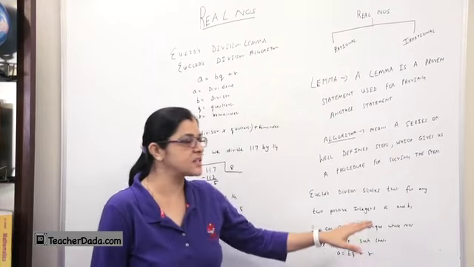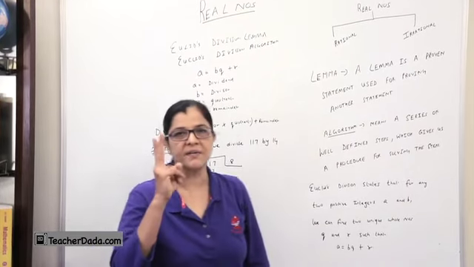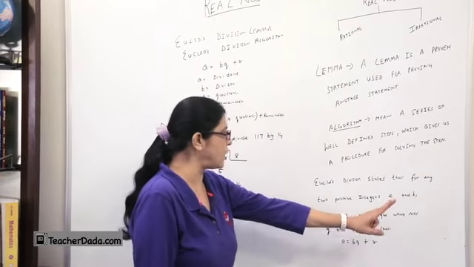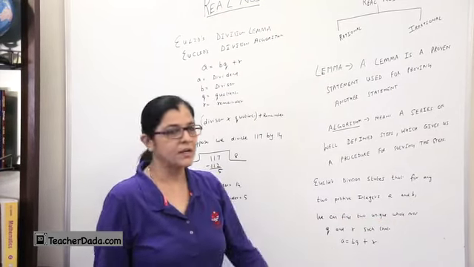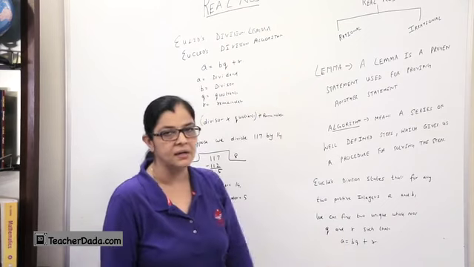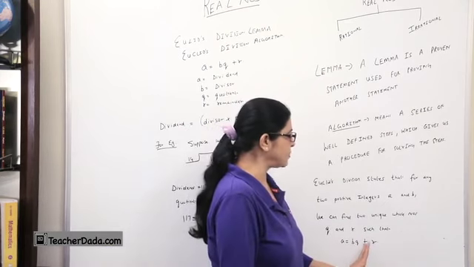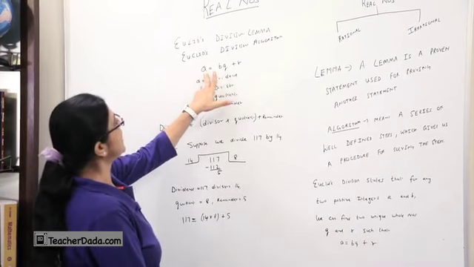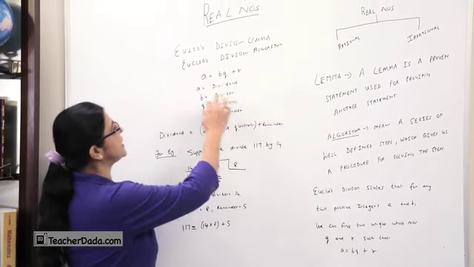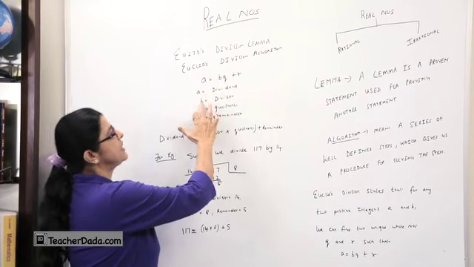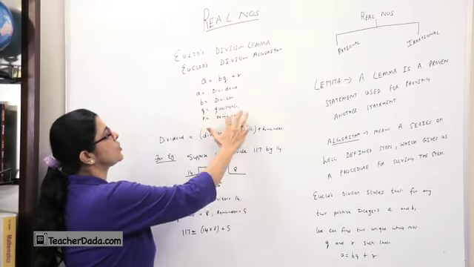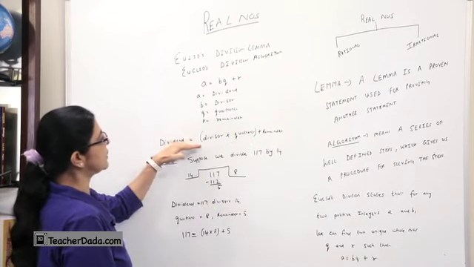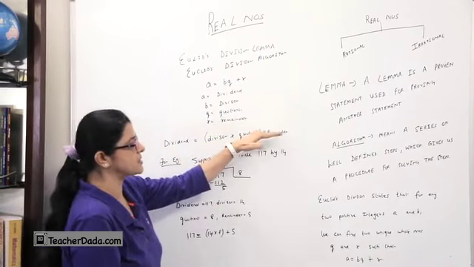Now what does Euclid's division lemma state? That for any two positive integers a and b, we can find two unique whole numbers q and r, where q is the quotient and r is the remainder, such that a = bq + r. Let me explain further. In a = bq + r, a is the dividend, b is the divisor, q is the quotient and r is the remainder. In other words, dividend is equal to divisor into quotient plus remainder.